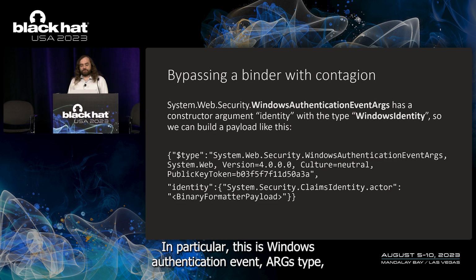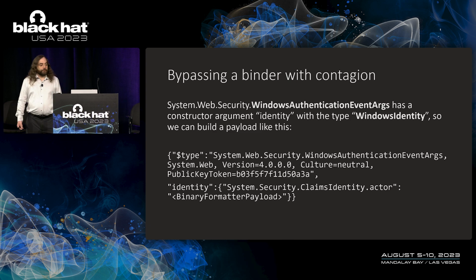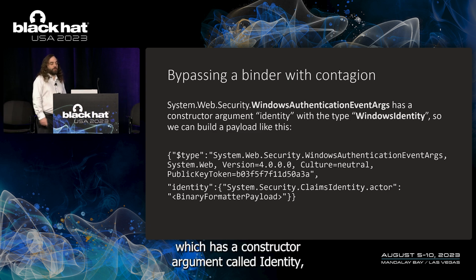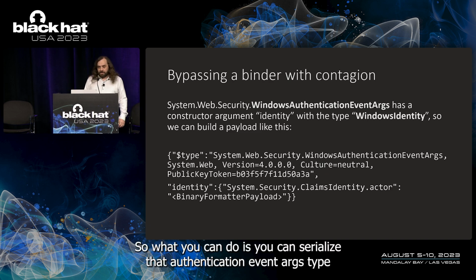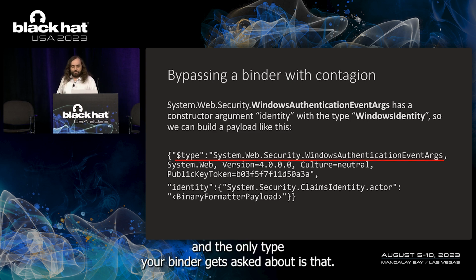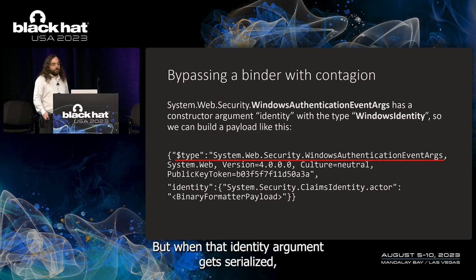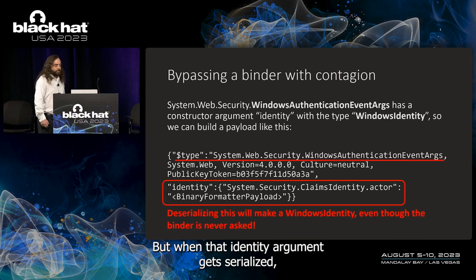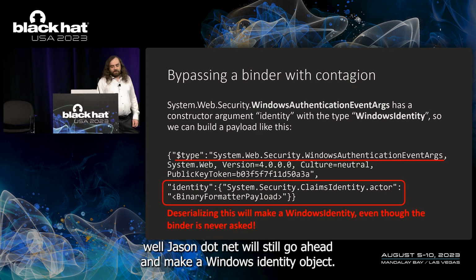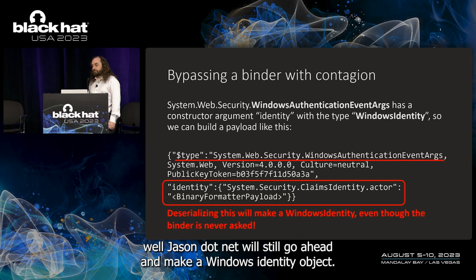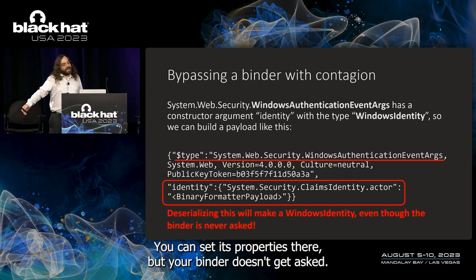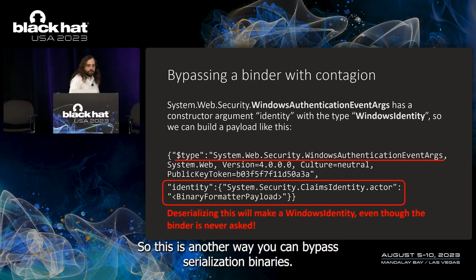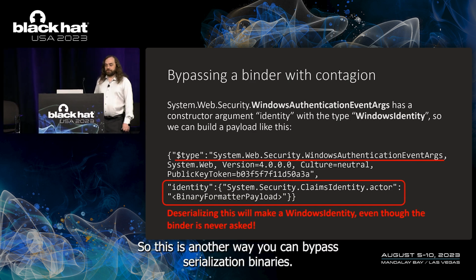In particular, there's this Windows authentication event args type, which has a constructor argument called identity, which has the type Windows identity. So what you can do is serialize that authentication event args type, and the only type your binder gets asked about is that. But when that identity argument gets deserialized, JSON.NET will still go ahead and make a Windows identity object. You can set its properties there, but your binder doesn't get asked. So this is another way you can bypass serialization binders.